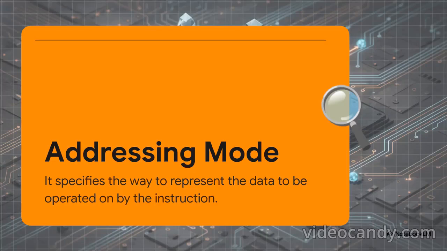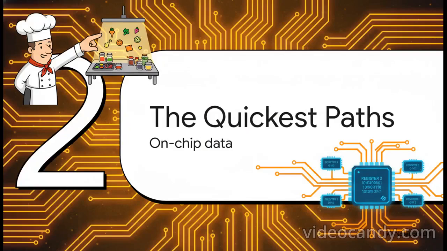And this is exactly where addressing modes come into play. It sounds technical, but an addressing mode is simply the method the instruction uses to tell the CPU where to find its data. It's the where part of the recipe. It's what turns add into add the sugar from the bowl on the counter.